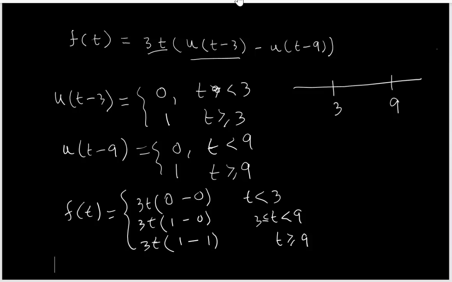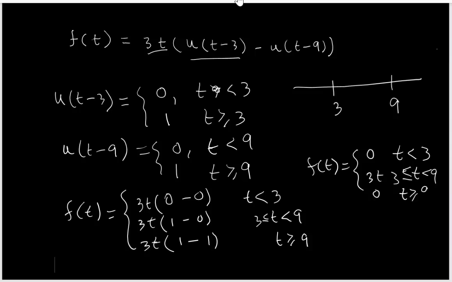So finally, you can see these values are coming as, we have got our function f(t) equals 0 when t is less than 3. It is 3t when t is between 3 (inclusive) and 9, and it is 0 again when t is greater or equal to 9. So you can double check from this piecewise defined function. You can easily go to the step function or Heaviside function.